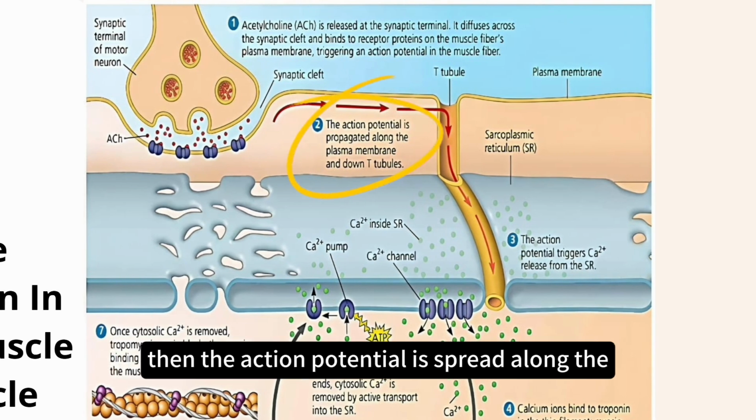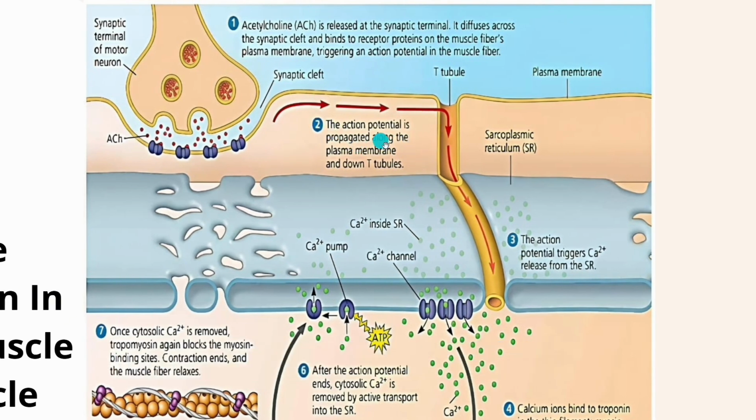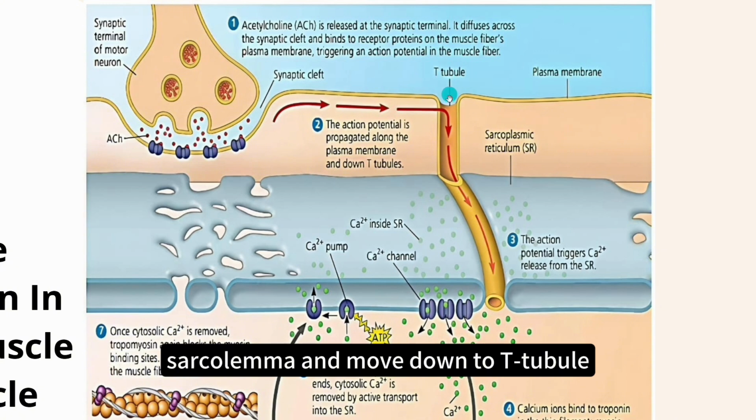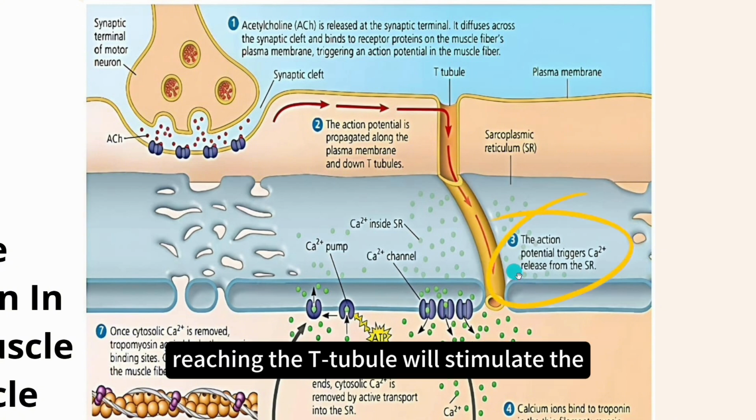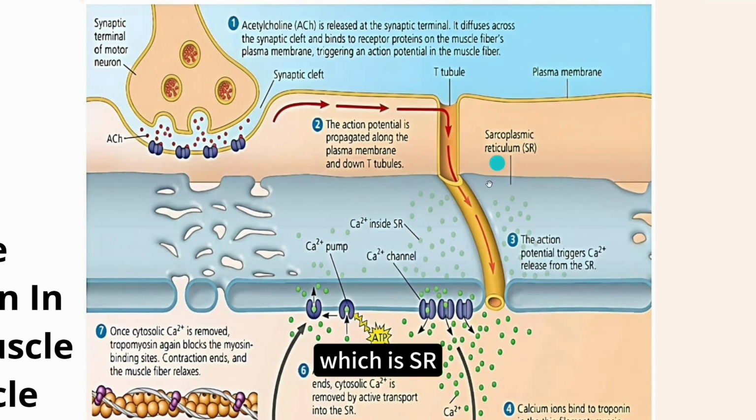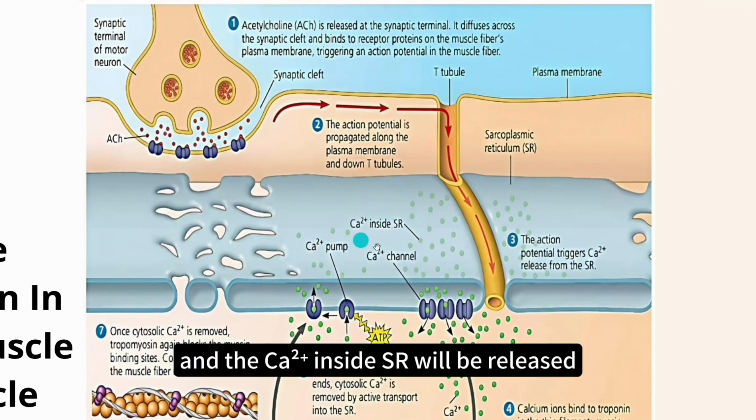Then the action potential spreads along the sarcolemma and moves down to the T tubule. The action potential reaching the T tubule will stimulate the sarcoplasmic reticulum, which is SR, and the Ca2+ inside the SR will be released.